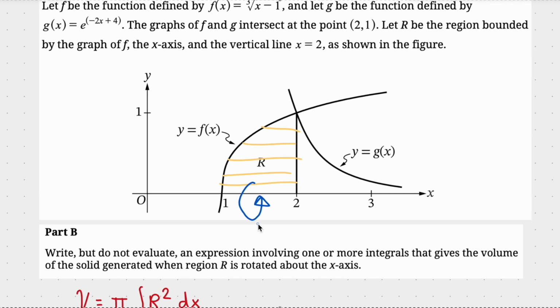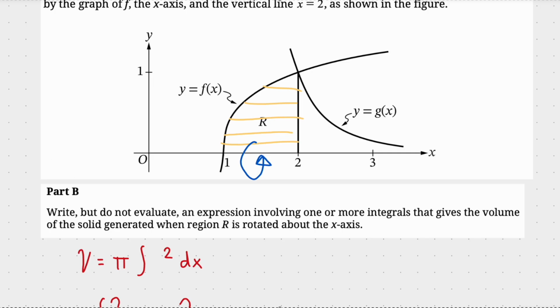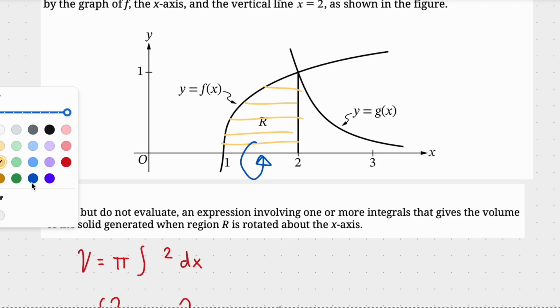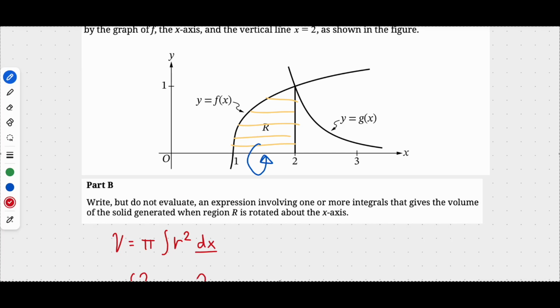What is the formula for disk? It's pi r squared, and r is the radius. I guess I should be clear. When I say r, I don't mean r as in the region R. I mean radius r. Maybe I should make it lowercase. Okay, and then also it's a dx integral. And the reason why it's dx is because it's rotated about the x-axis, right? If it was rotated about the y-axis, then it would be dy.